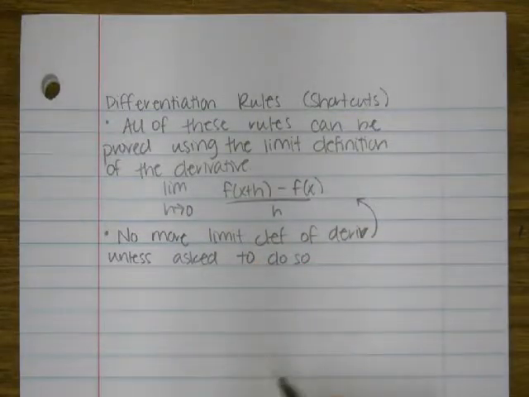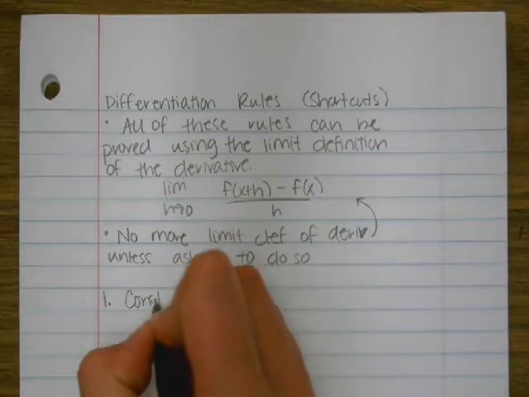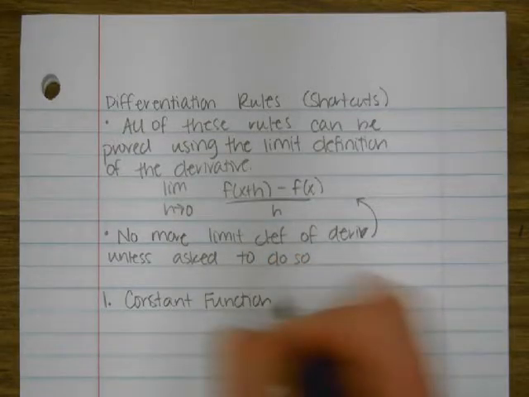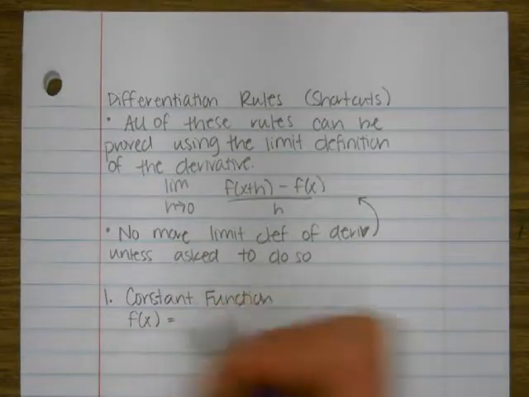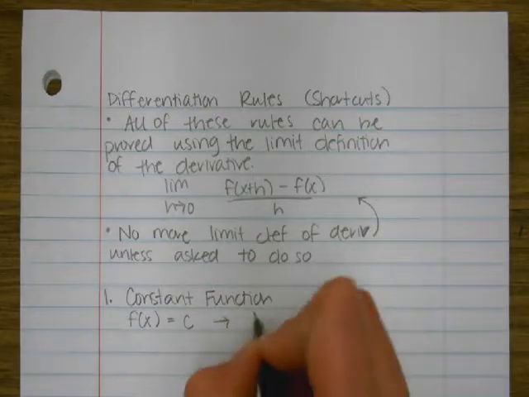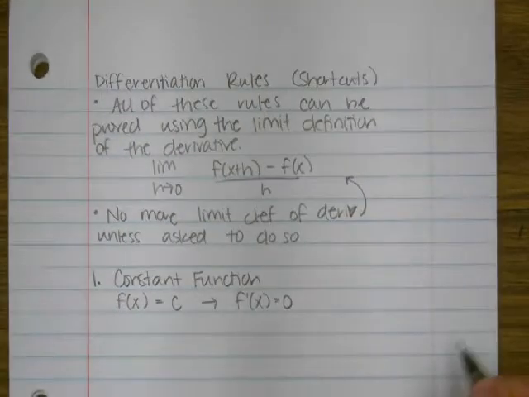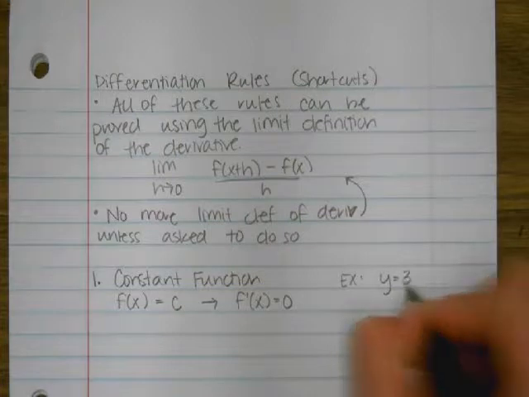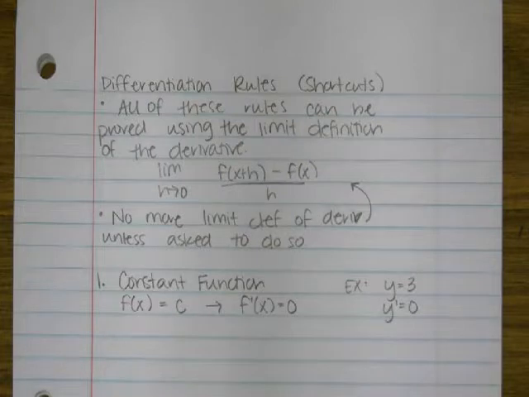All right, so the first rule or shortcut is the constant function. And that says if we start off with a function where it's just like y equals or f of x equals a number, a constant, then the derivative of that is 0. So for example, if we had the equation y equals 3, then the derivative of that, or y prime of that, would be 0.